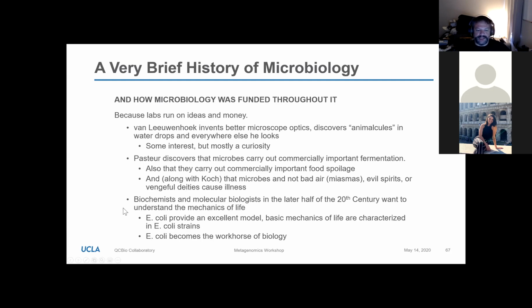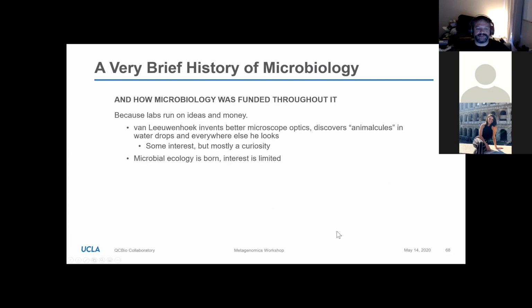And then in the later half of the 20th century, biochemists and molecular biologists tried to understand basically how life works. And E. coli provided a really simple basic model for doing this that was shareable between labs, grew up quickly. And as far as a life form goes, it's a fairly simple one. So what are the consequences of this?